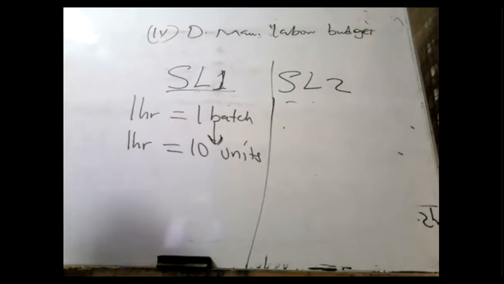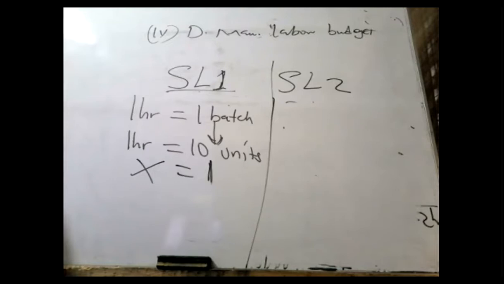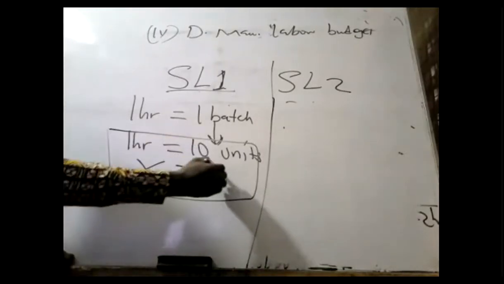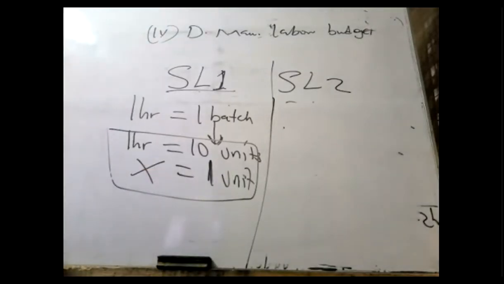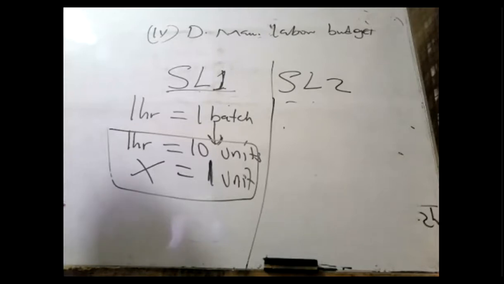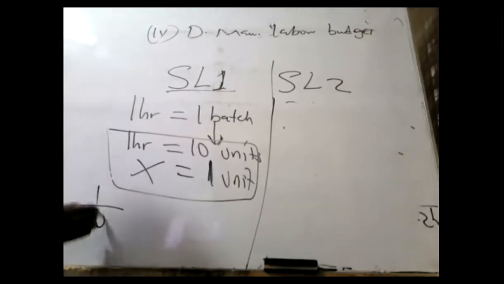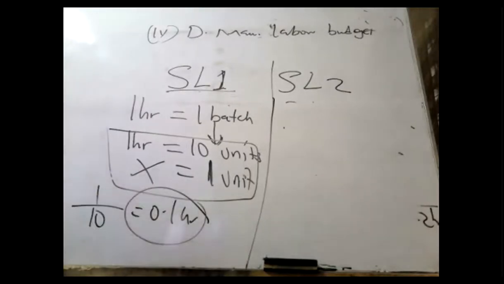How do you get it? If you use 1 hour to complete 10 units, then each unit, how many hours are you going to spend? Look for X. Each unit, how many hours are you going to spend? If you cross multiply, you take the 1 divided by the 10 you have. So it's 1 out of 10, equal to 0.1 hour. That means each unit takes 0.1 hour. Have you got it? Okay.